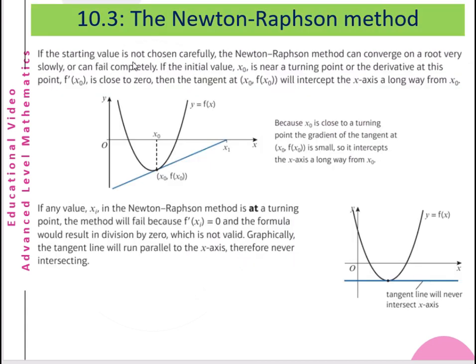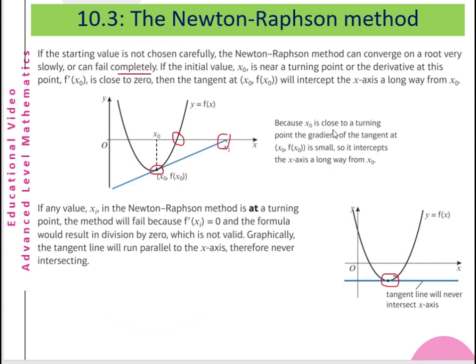If the starting value is not chosen carefully, the Newton-Raphson method can converge on a root very slowly, or can fail completely. If the initial value x0 is near a turning point, just see here, near the turning point, or the derivative at this point, f'(x0), is equal to 0. Just like here, the tangent of the curve at this point is close to 0 or equal to 0. Then the tangent at x0 will intercept the x-axis a long way from x0, because the gradient is nearly 0, so the tangent will be projected into x1, but x1 is further from the actual solution here.